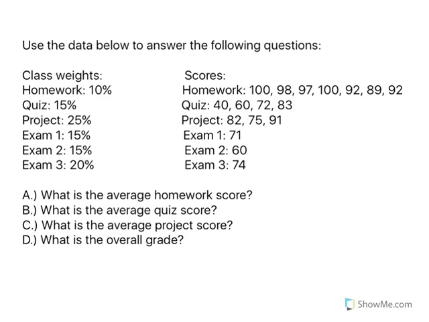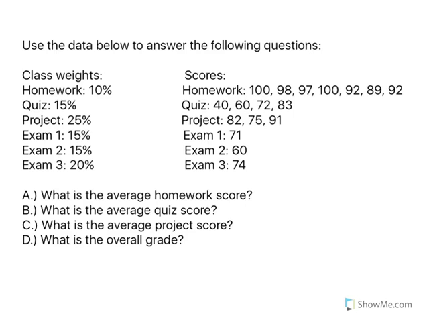Now, when you look at the scores, this is what you've earned in the class. You've got 7 homework scores, 4 quiz scores, 3 project scores, and then 1 score each for the exams. And we're going to do 4 things with this information. We're going to find the average homework score, the average quiz score, the average project score, and then the overall grade.